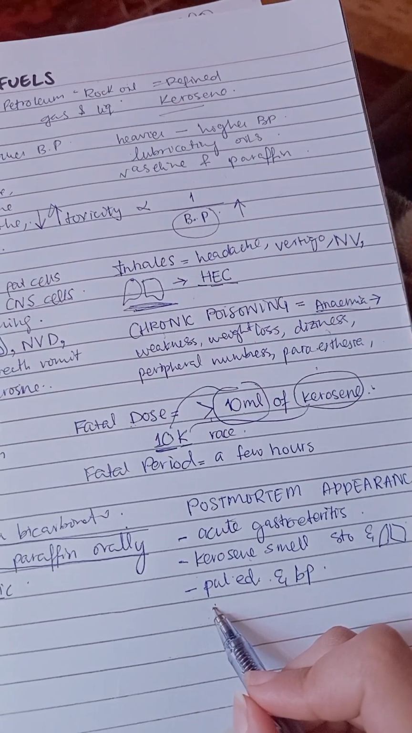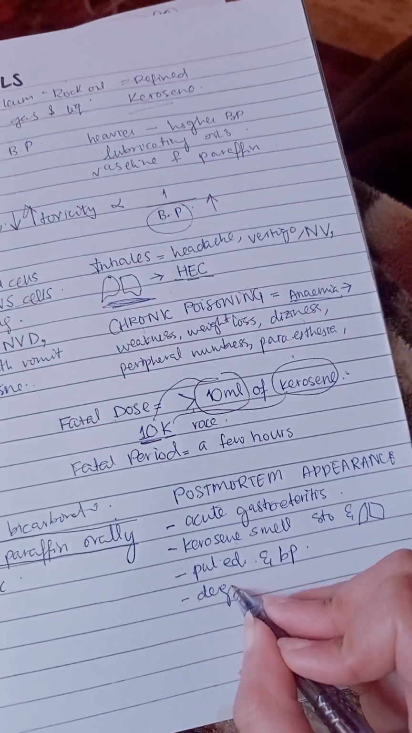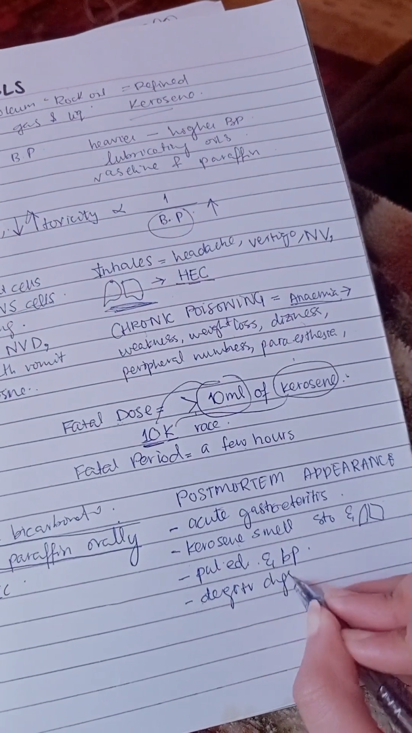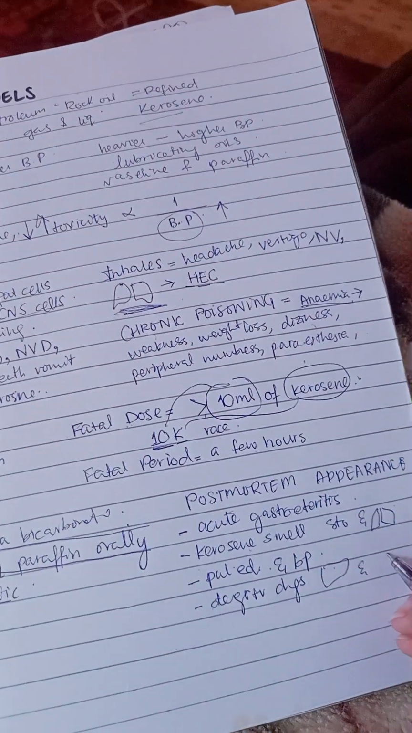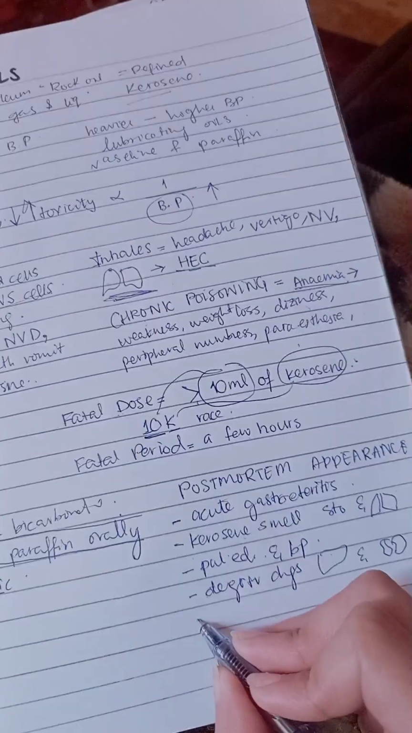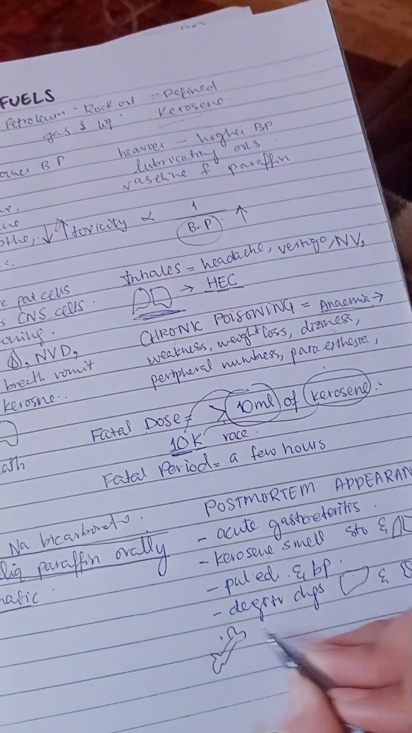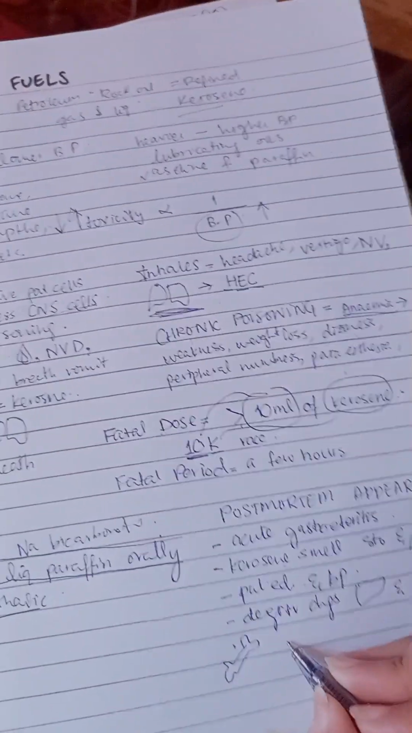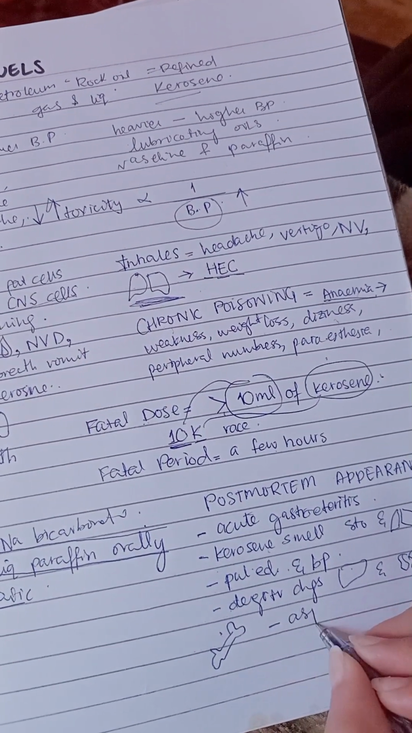Degenerative changes in the liver and kidneys and hypoplasia of the bone marrow occur after a prolonged period of inhalation. So degenerative changes of the liver and the kidneys plus hypoplasia of the bone marrow. These are slightly unique symptoms, so you'll have to memorize them.